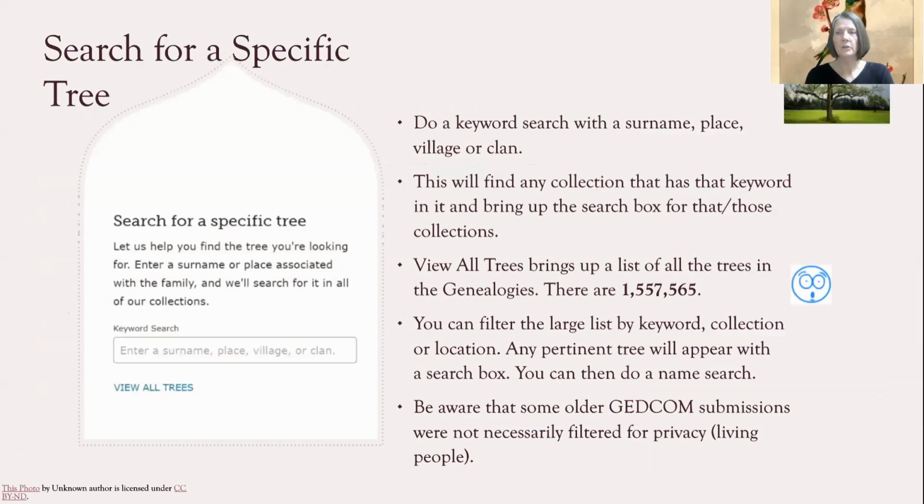Okay, you can also search for a specific tree in the FamilySearch genealogies. And this is what it says on the actual page: "Let us help you find the tree you're looking for, enter a surname or place." So if you put that on there, then it will come up with a tree that might be a specific tree that might have that. The thing about this is, because it is really general, there are 1,557,565 trees in the genealogies. So depending on what you're looking for, it can bring up a ton of stuff.